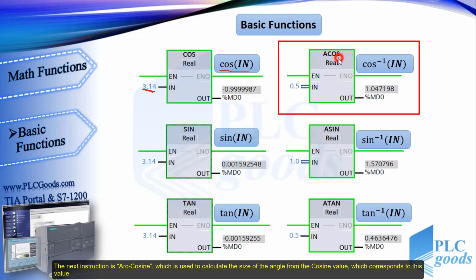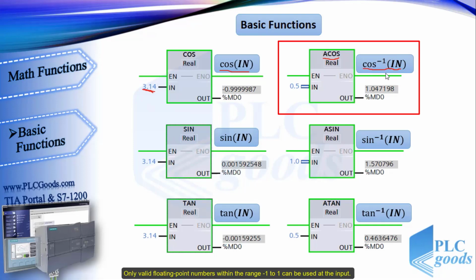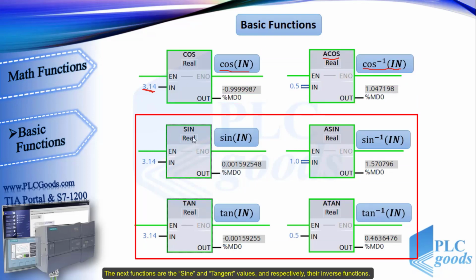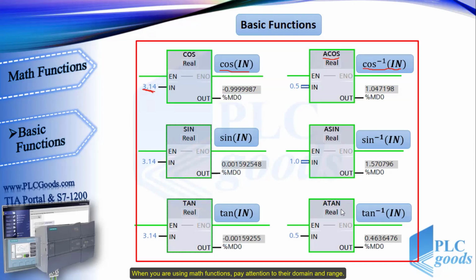The next instruction is arc cosine, which is used to calculate the size of an angle from the cosine value, which corresponds to this value. Only valid floating point numbers within the range -1 to 1 can be used at the input. The calculated angle size is in radians. Its range is from 0 to the pi number. This number is about 3.14. The next functions are the sine and tangent values, and respectively their inverse functions. When you are using math functions, pay attention to their domain and range.